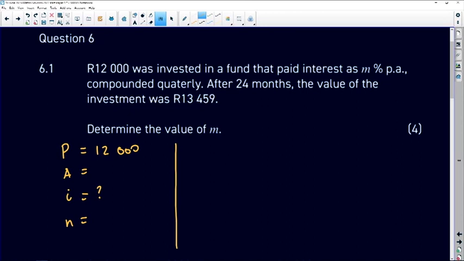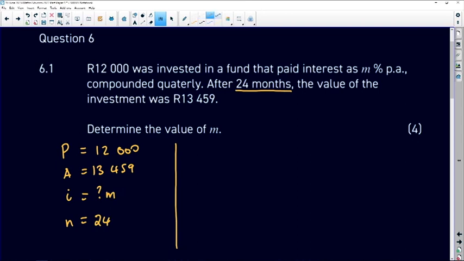And then after 24 months, the value of the investment was 13,459. So that means the value later is 13,459. We want you to find what M is going to be. Now, this is 24 months, right? So I'm just going to take this here, 24 months. In fact, I'm going to put my I as M because they told us it's M% per annum compounded quarterly.